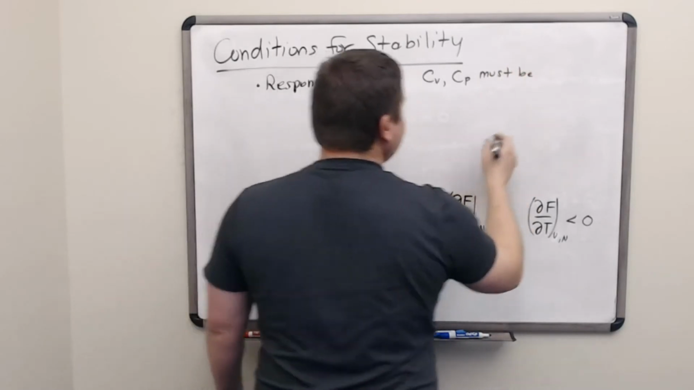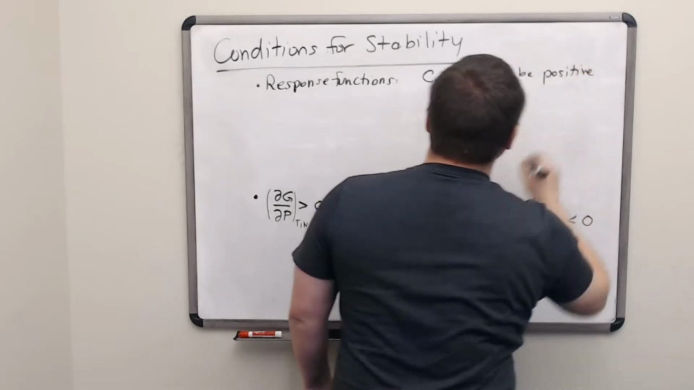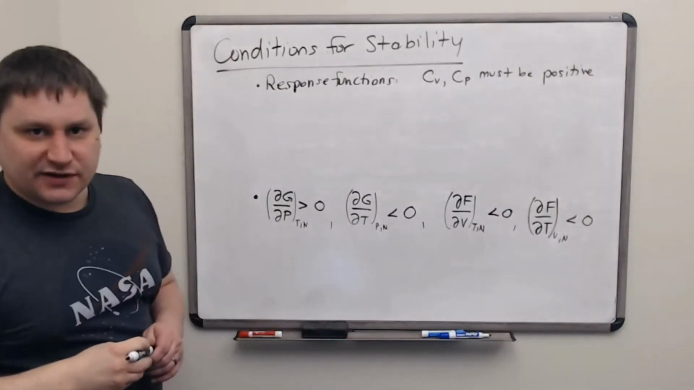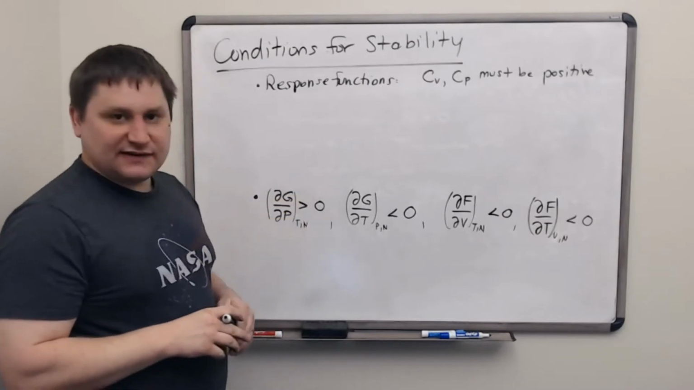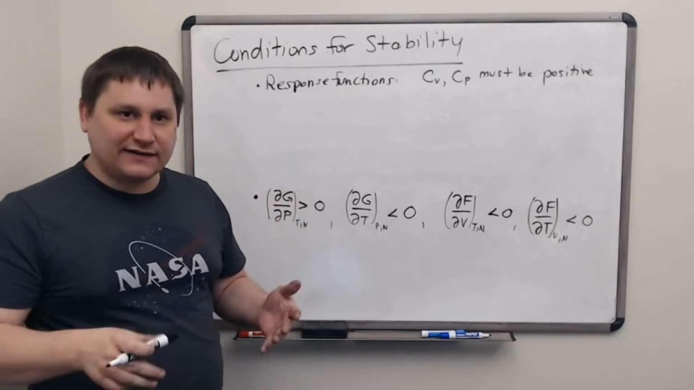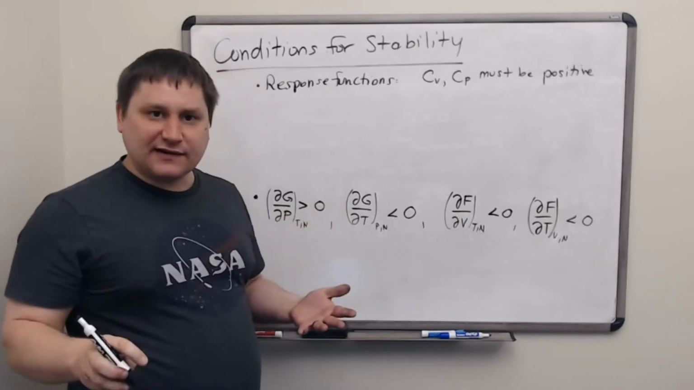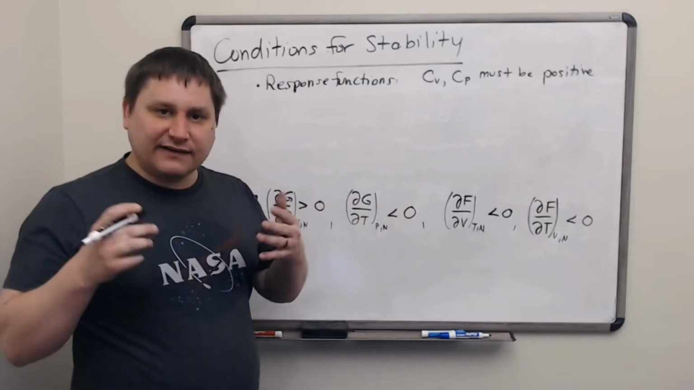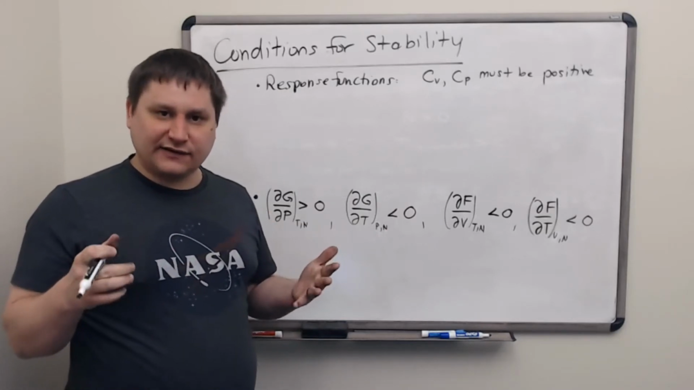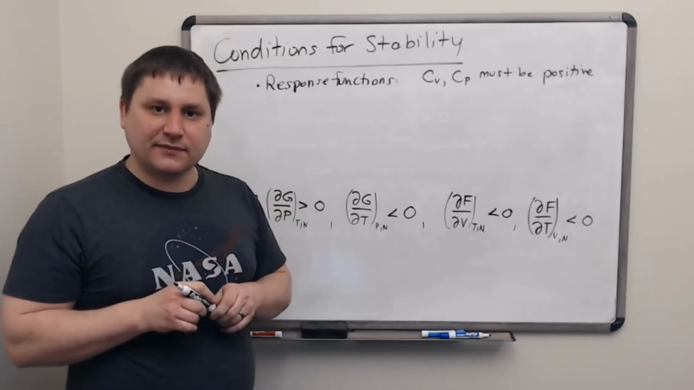First, let's talk about the heat capacities. In order for a system to be stable now, the heat capacities must be positive. Why is that the case? Well, a heat capacity represents how temperature and added heat are related. And the second law of thermodynamics tells us that heat flows from hot temperature into cold temperature.